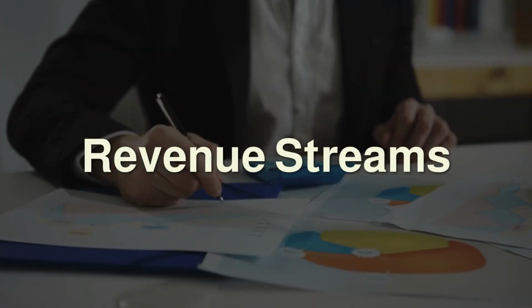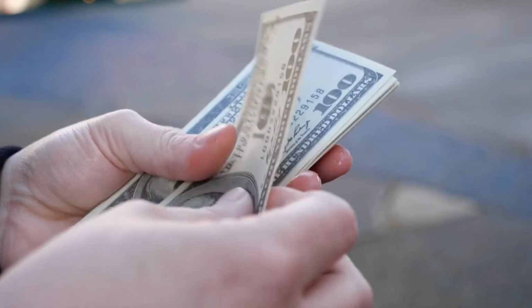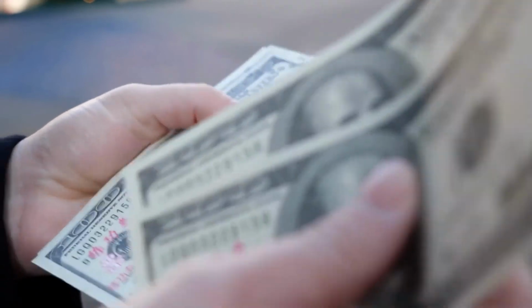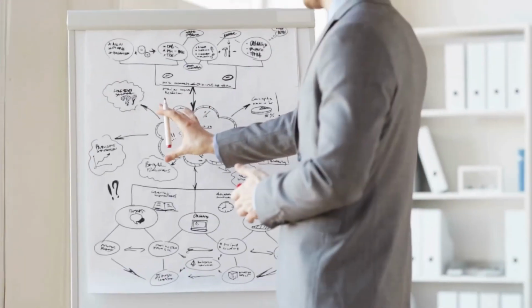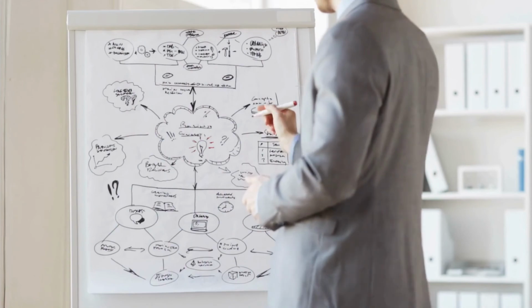Revenue streams. Explain how your company will actually make money. Some examples are direct sales, membership fees, and selling advertising space. If your company has multiple revenue streams, list them all. The template for a lean startup business plan is linked in the description.